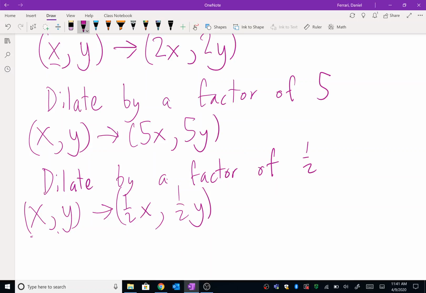Because I'm taking my original points and multiplying them by whatever my dilation factor is. And they're going to give you this number, or you're going to have to calculate it and they're going to give you the points. All right, so that's the basics of dilation.